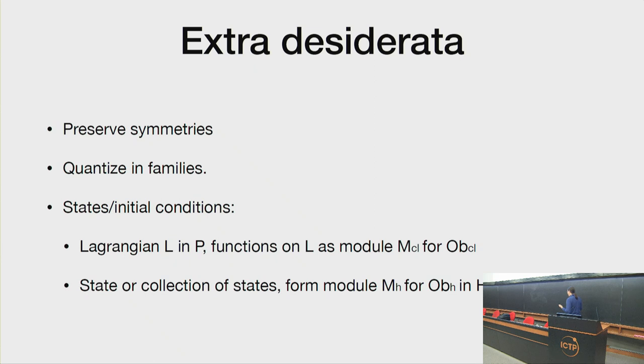Something which occurs in quantization is also the possibility of producing states with given properties. In classical physics, a state, an initial condition, is given by a Lagrangian submanifold in the phase space. And once you have a Lagrangian submanifold, you also have some sort of extra observables, which are functions on this Lagrangian submanifold, and form a module for the functions on the phase space. And well, you might want to build a collection of states which form a module for the quantum algebra of observables, which deforms the classical one. So you win if you can produce these structures. You lose if you can't.